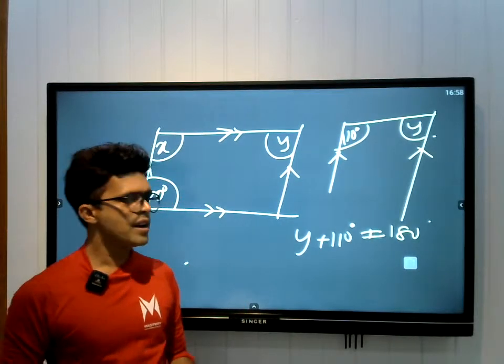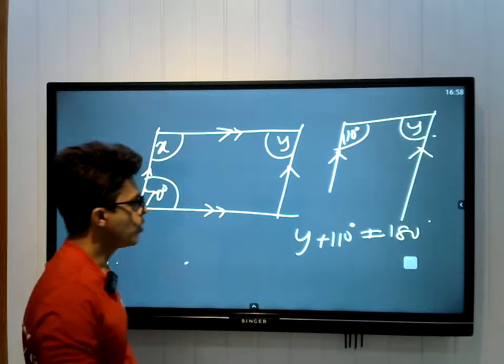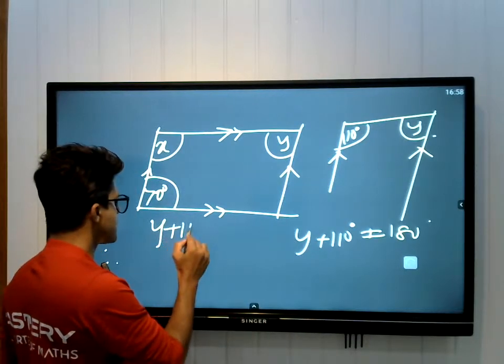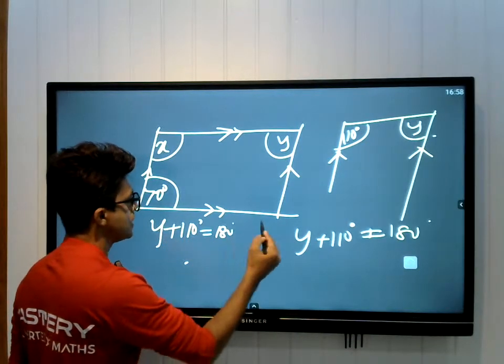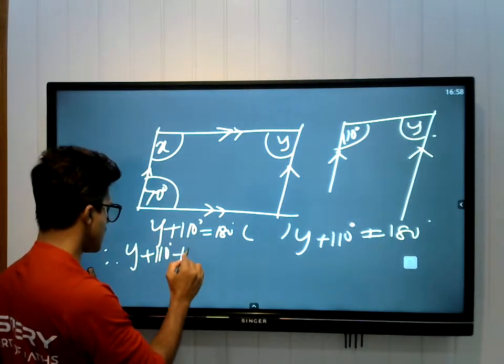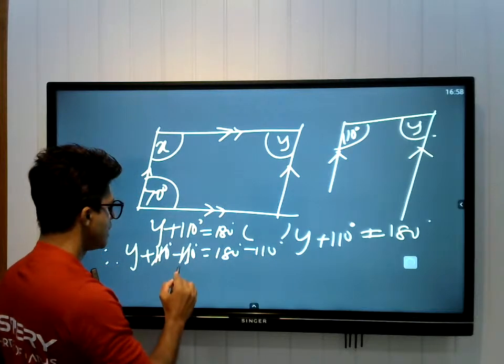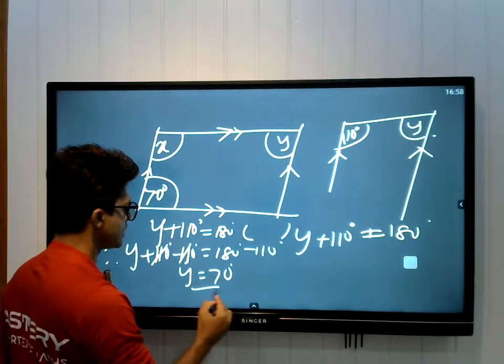How can you get the value of y? Yes, tell me. That is 70 degrees. Y plus 110 degrees equals 180 degrees, allied angles. Then from both sides you subtract 110. Then y equals 70 degrees.